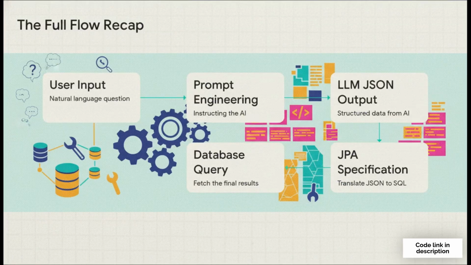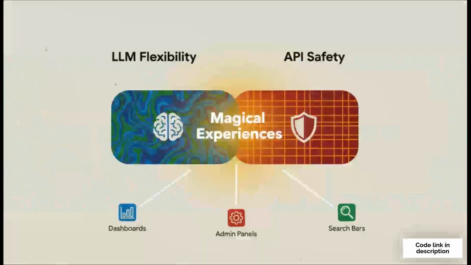So let's just quickly recap the powerful pattern we've just built. It starts with plain user input. That goes through some clever prompt engineering to get structured JSON output from the LLM. That JSON is then translated by a JPA specification into a safe, dynamic database query. Simple, clean, and powerful.